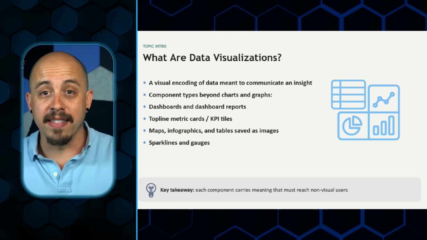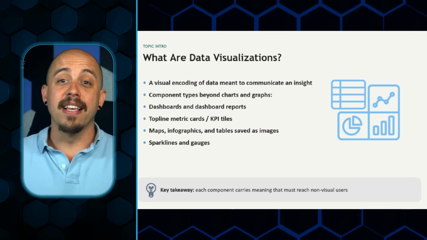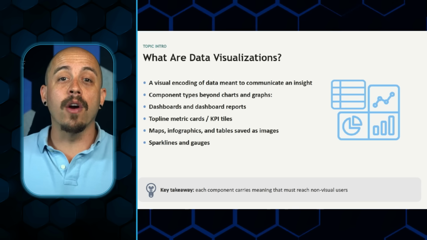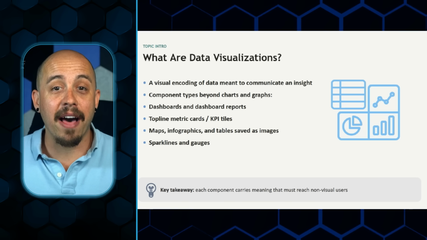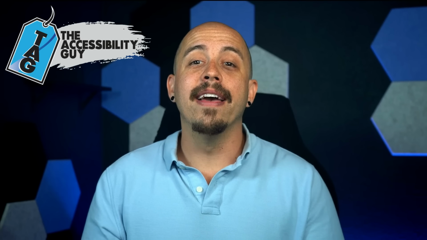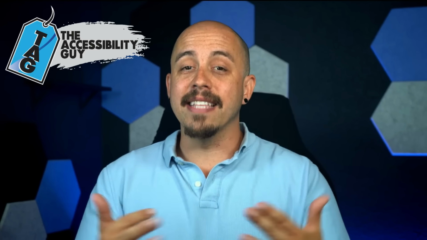It's spark lines, those tiny inline trend charts. It's gauges and dials. Every single one of these encodes meaning visually, and every single one of them has to have a path to that meaning for someone who can't see it. The key takeaway is each component carries meaning, and each component needs an equivalent.